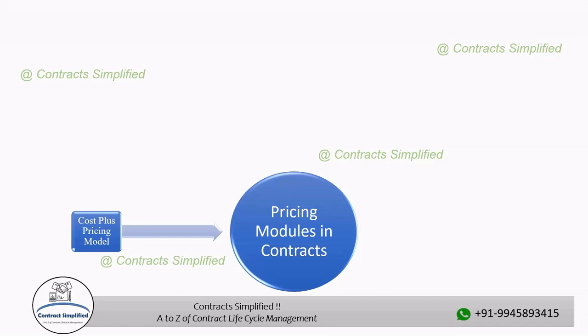In the cost plus pricing module, the first step is to calculate all the costs associated with producing or delivering the product or service. These costs can include direct costs such as material and labor directly related to the product, as well as indirect costs like overhead, utilities, and administrative expenses.